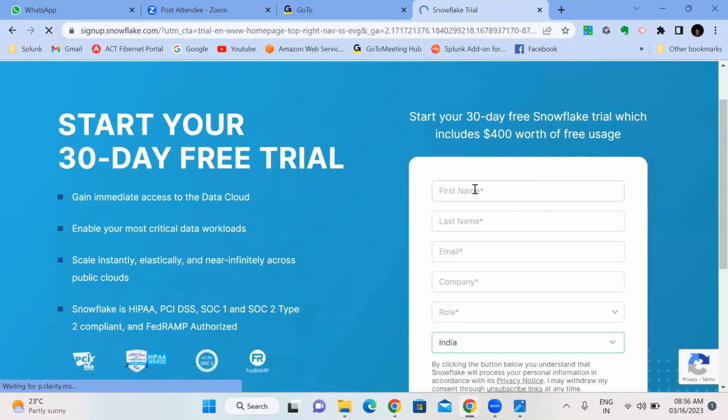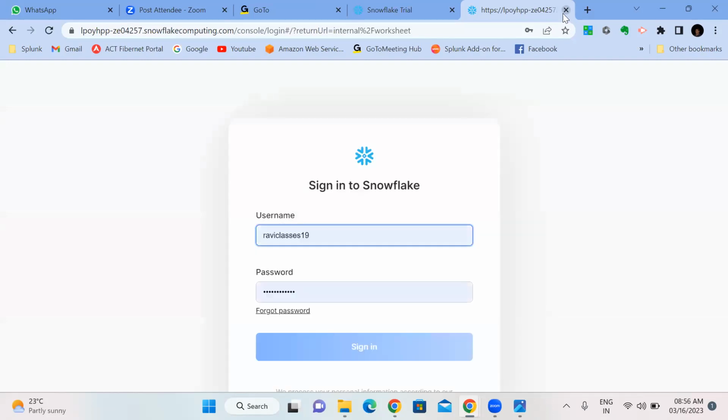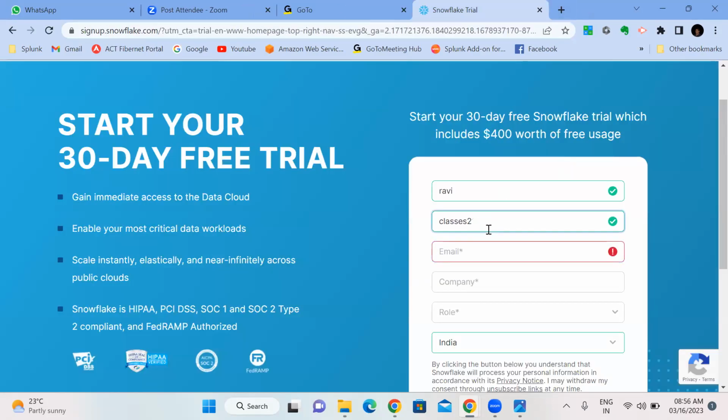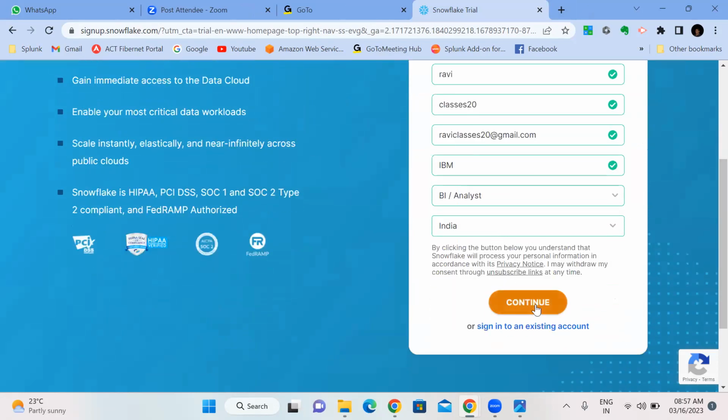You can start a free trial and create your account. For example, Ravi classes 20 at gmail.com. Company, any company, IBM, for example. Role is any BI analyst, India, continue.